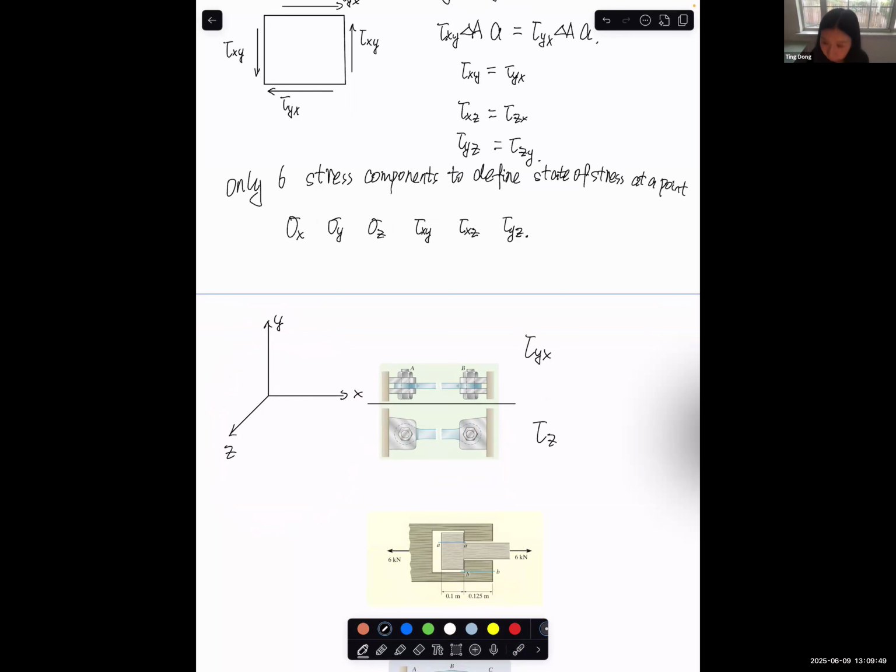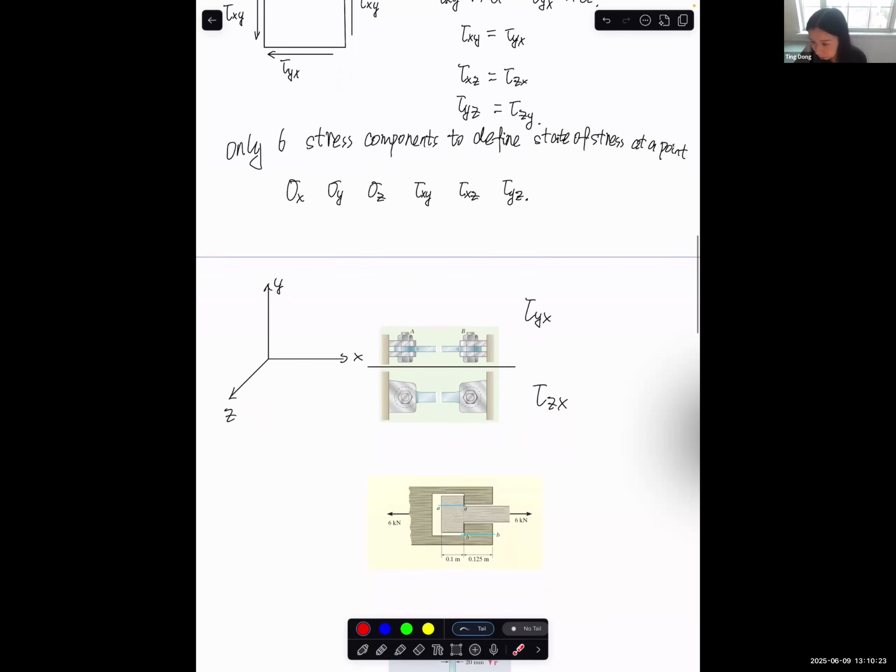Yes, the first subscript is always the plane. The second subscript is the direction. So for this one, it basically means that this is the plane where the shear stress is generated, which should be the Z plane, and it points toward the X direction. So the subscript should be tau ZX. Z means the plane of the stress, and X means the shear stress points toward the X direction. Yes.